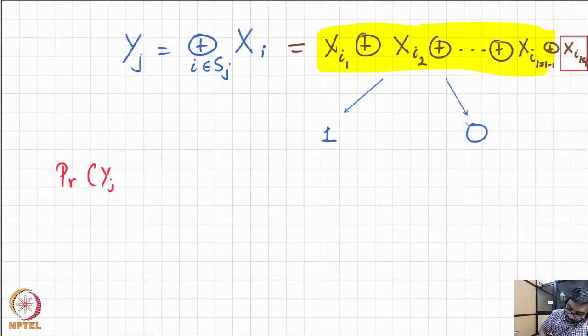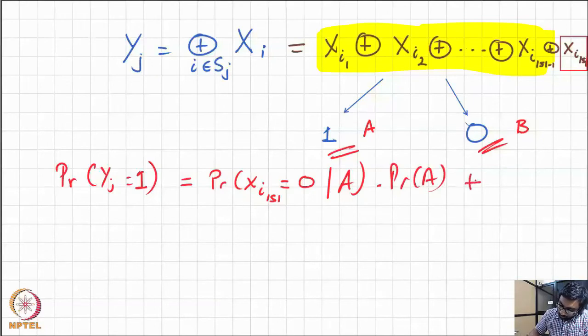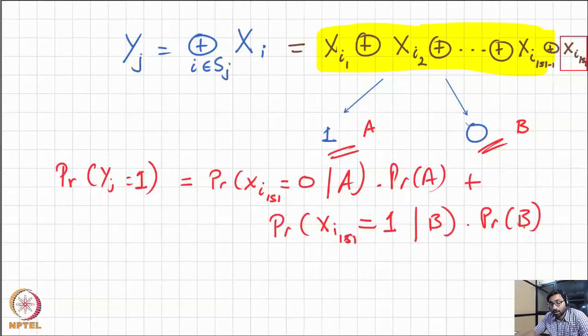Now what is the probability that yj equals 1? There are two possibilities. Either the exclusive OR of the first set of bits was 1, or their exclusive OR was 0. And for simplicity, let's call this event A and this event B. So the probability that yj equals 1 is equal to the probability that the last bit is equal to 0 given event A times the probability of A, plus, in similar fashion, the probability that the last bit is a 1 given event B times the probability of the event B.